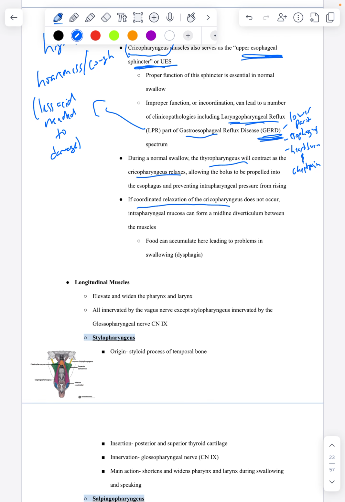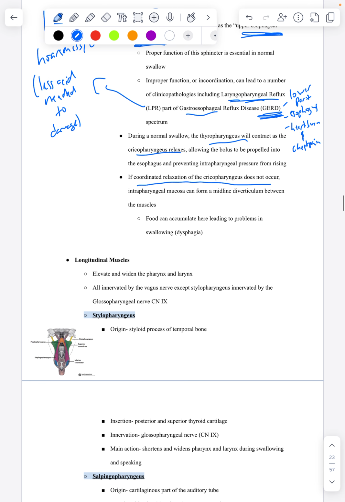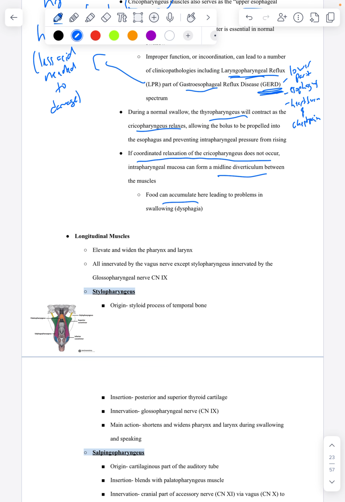If this coordinated relaxation does not occur, then you can have problems. You can get a midline diverticulum, and then food can accumulate here. Then you get something called dysphagia, which is difficulty swallowing.